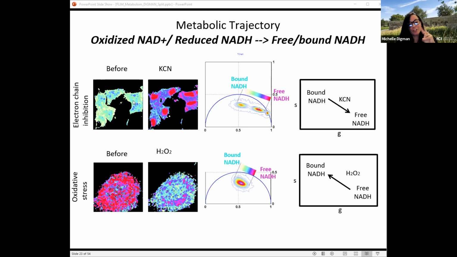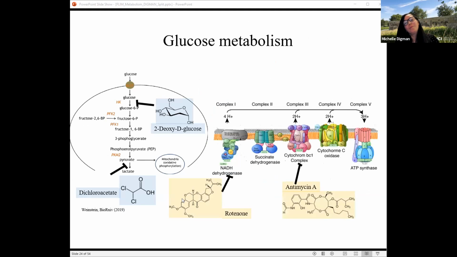You can also revert the metabolic pathway. You can make them revert from a more free NADH glycolysis to a more bound NADH using hydrogen peroxide. So there are actually a lot more inhibitors that you can buy commercially. One of these inhibitors is dichloroacetate. This shuts down the glycolytic path.